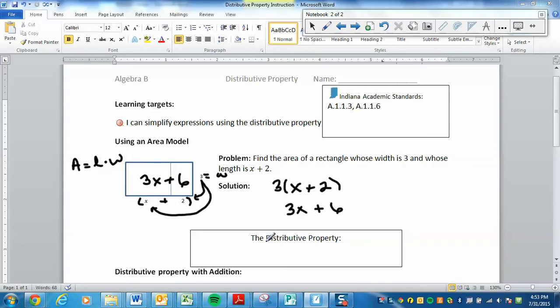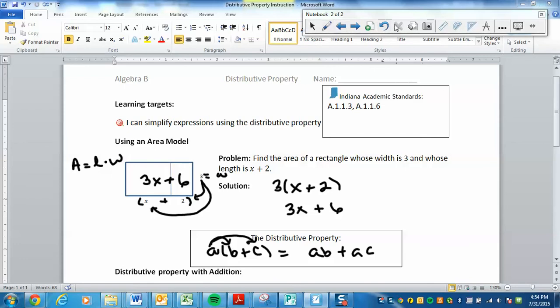Okay? All right. The distributive property in variables looks like this. I have a times b plus c is equal to a times b plus a times c. Okay? Distributive property is just multiplying a value into parentheses and applying it to both values inside the parentheses.